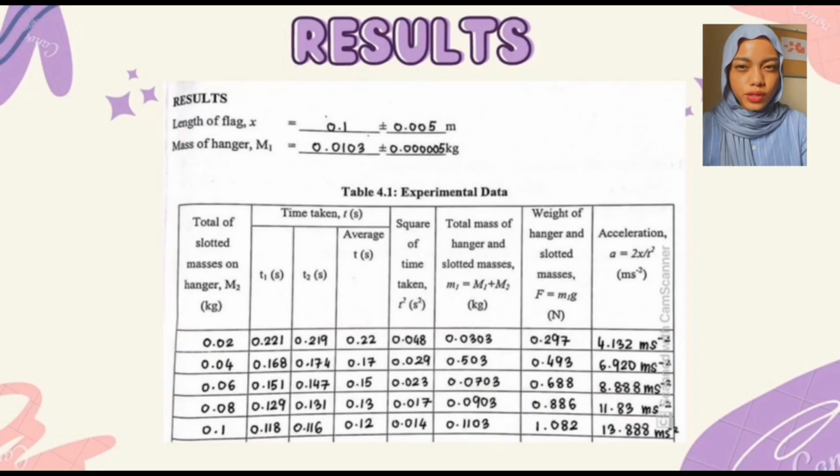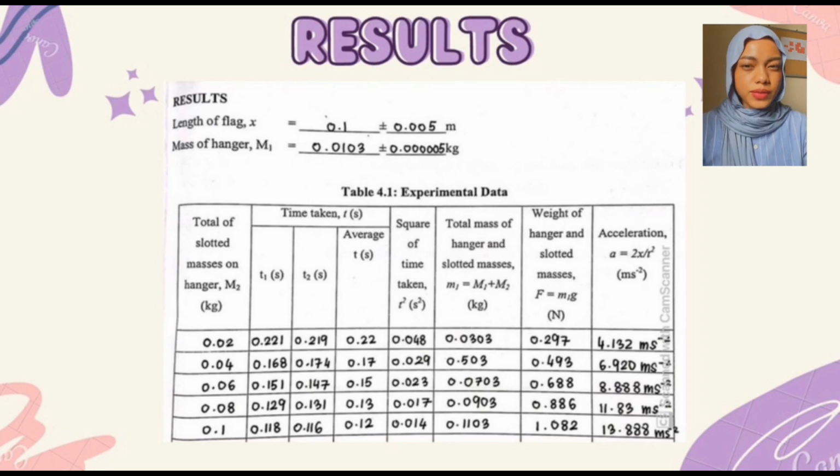I will explain the results of the linear motion experiment. First, as we can see, we have the length of flag and mass of hanger. In table 4.1, our experimental data include the total of slotted masses on hanger and time taken t square. To get the average, we have to add t1 square and t2 square, then divide by 2.